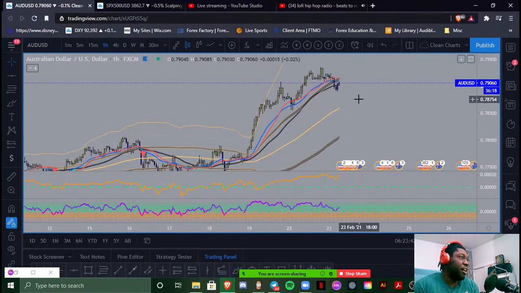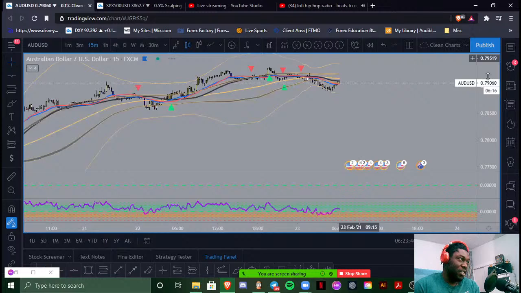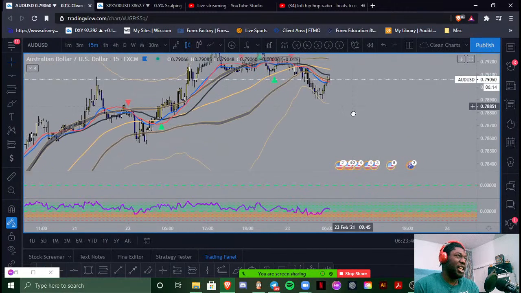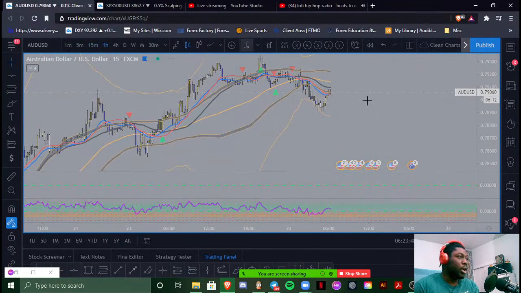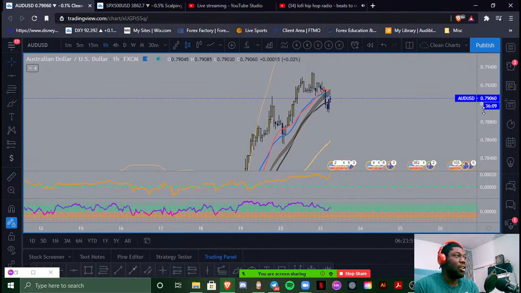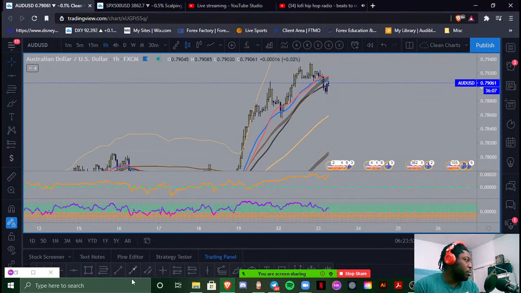So I already have this alert set. I'm already watching it. 15-minute time frame, I was not interested in trading it. I'm more looking at the 1 hour. So if this sends out an alert, then it'd probably be a move just like this.